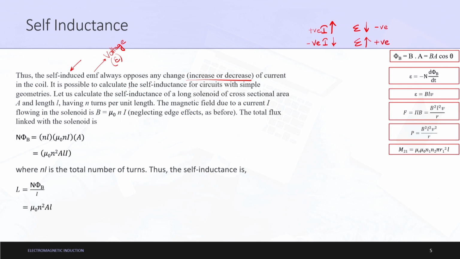It is possible to calculate the self inductance, denoted by L, for circuits. Please make sure that if the word circuit is used, then it is always a closed circuit. It is always a closed circuit that is talked about here. So now it is possible to calculate the self inductance for circuits with simple geometries.